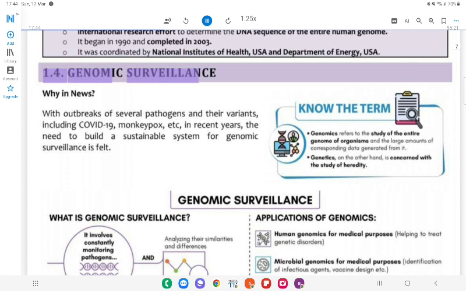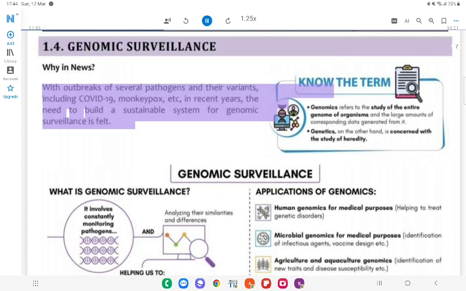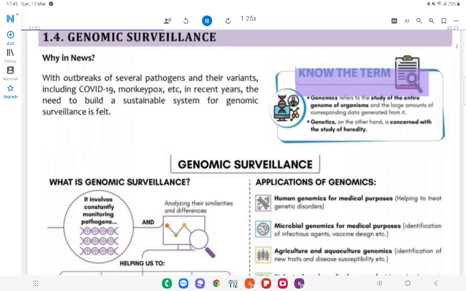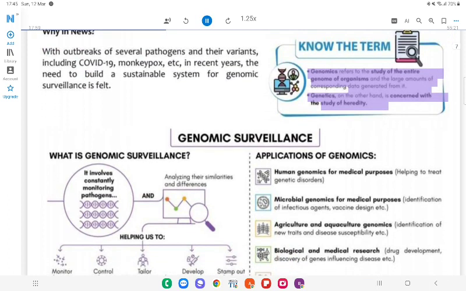1.4. Genomic surveillance. Why in news? With outbreaks of several pathogens and their variants, including COVID-19, monkeypox, etc., in recent years, the need to build a sustainable system for genomic surveillance is felt. Know the term. Genomics refers to the study of the entire genome of organisms and the large amounts of data generated from it. Genetics, on the other hand, is concerned with the study of heredity.